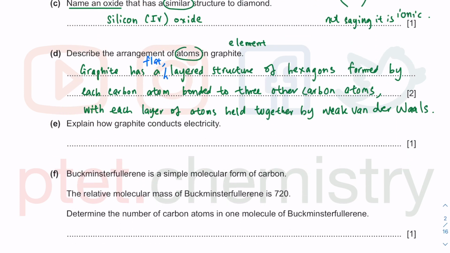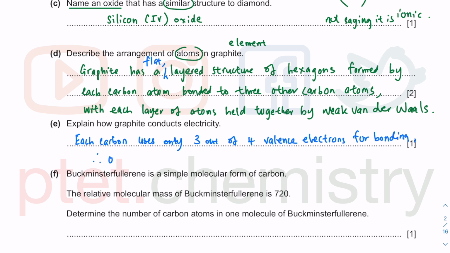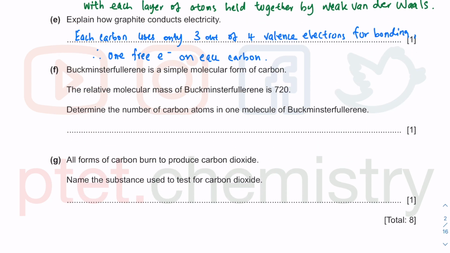And explaining how graphite conducts electricity. Each carbon only uses 3 out of 4 outer shell electrons for bonding. That's what you call valence electrons. They use these for bonding, and therefore there is 1 free electron on each carbon to conduct electricity. And this is throughout the giant covalent structure of graphite.